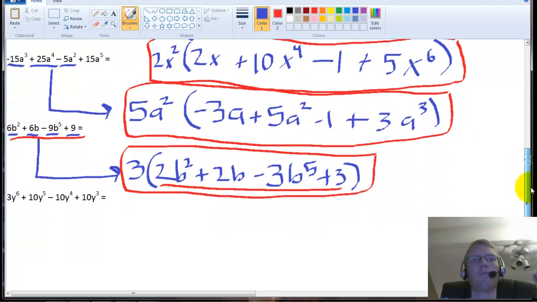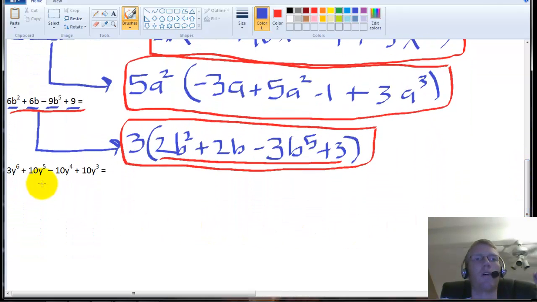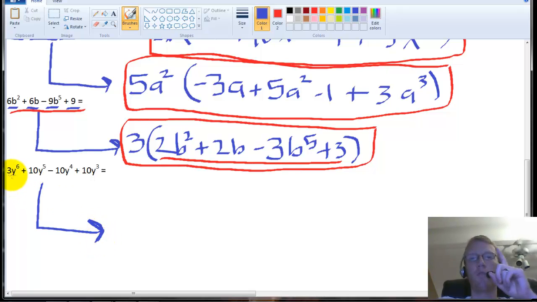Okay, let's do one more example, and then we'll be finished with factoring common factors. This is actually the easier type of factoring because you're just looking at what they have in common, and there's only one term that you're taking out. Okay, so let's look here. I've got a 3, a 10, a 10, and a 10. Is there any number that goes into both a 3 and a 10? No. So there's no number that they have in common, so I can't factor out any numbers.